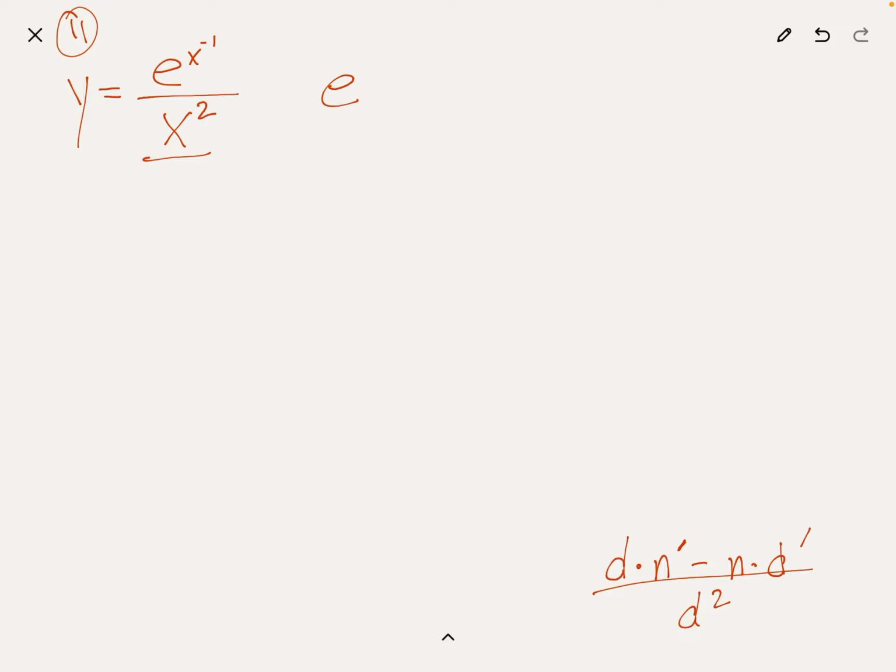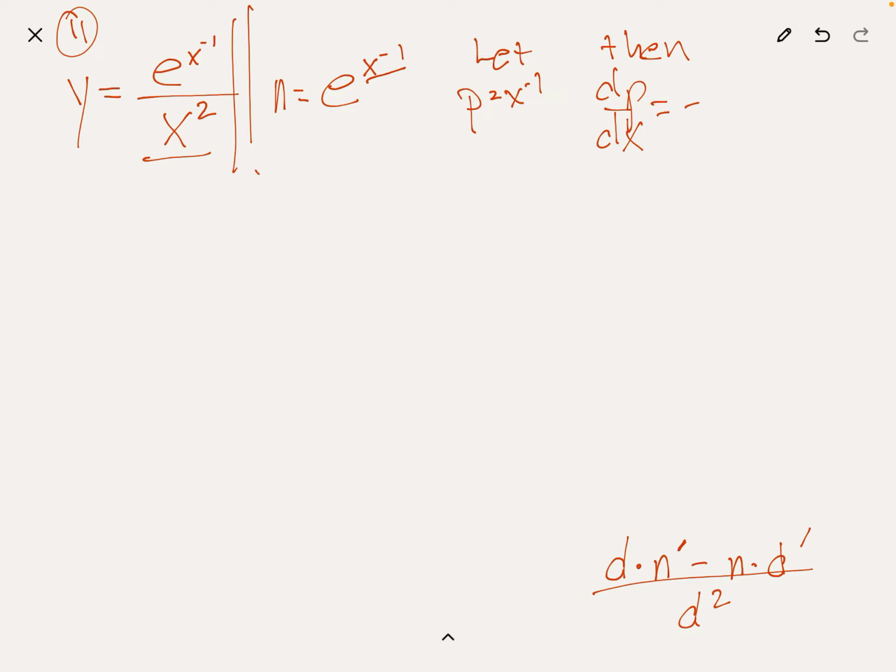We've got e equals x to the negative 1. This is the numerator, so we'll just say n equals e to the x to the negative 1. And let's remember the protocol I use. You make your little table here, let and then. The simplest function I see is x to the negative 1. So let p equal x to the negative 1. Then dp dx equals negative x to the negative 2.